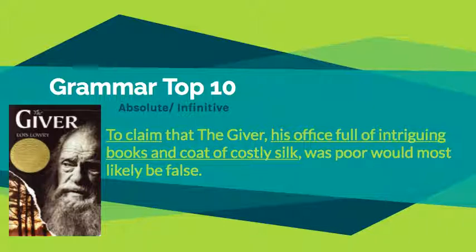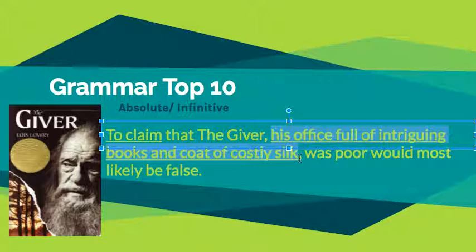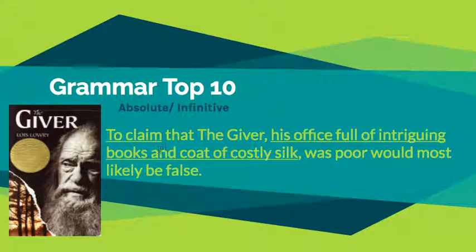And that's the part that makes it absolute, this part. His office full of intriguing books and a coat of costly silk, like I said. And the part that makes it infinitive is to claim. This is an infinitive, like I said before, because it is a to followed by a verb. So you can make lots of pairs with sentence techniques, and this is just an example of one.